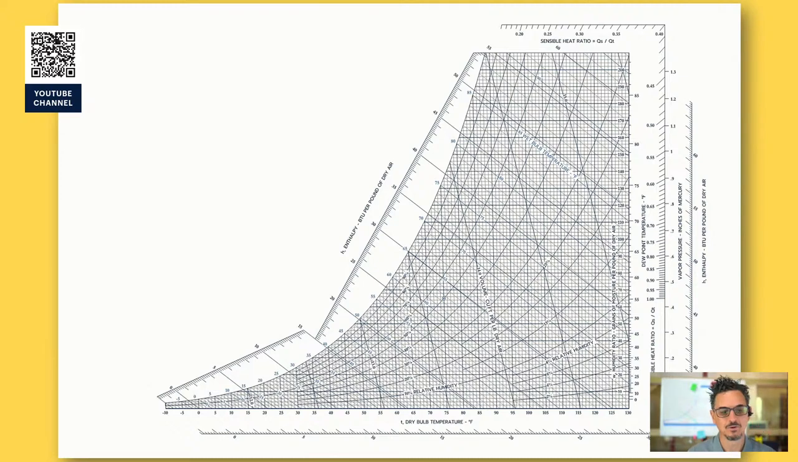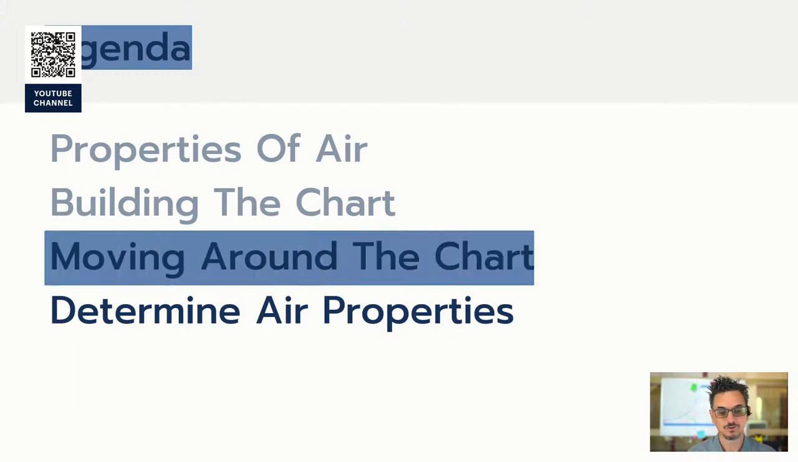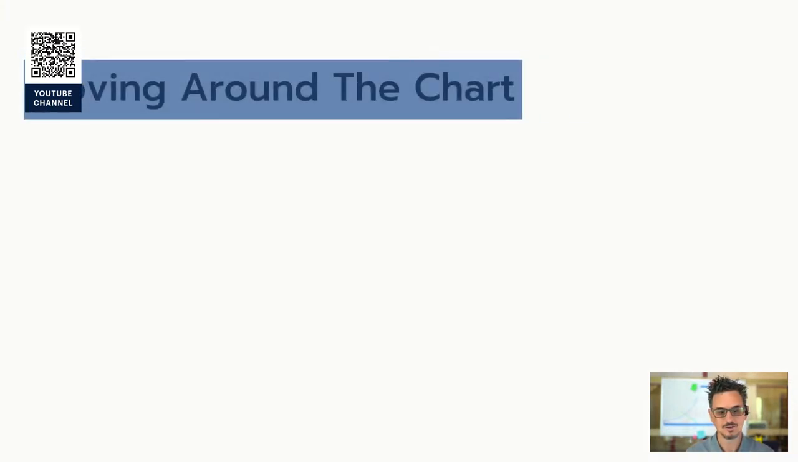Okay, so where are we at here? We got the chart. We talked about the properties of air. We showed how the chart is put together. Now we're going to do two quick little segments. We're going to talk about moving around the chart, otherwise known as psychrometric processes. And then we're going to talk about determining air properties, which is something that's very commonly done on a psychrometric chart.